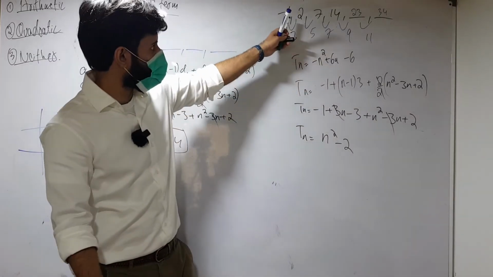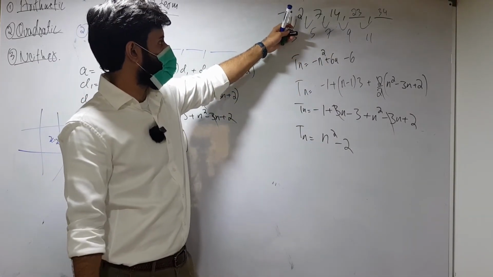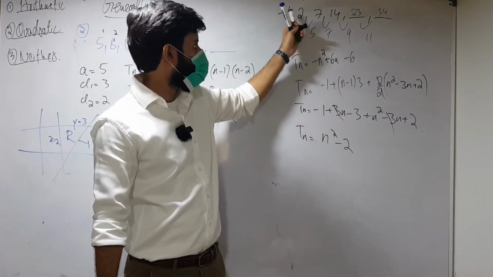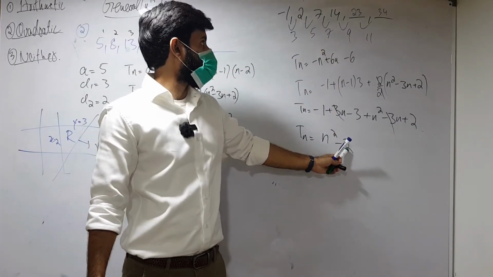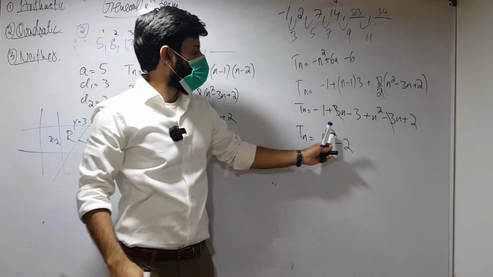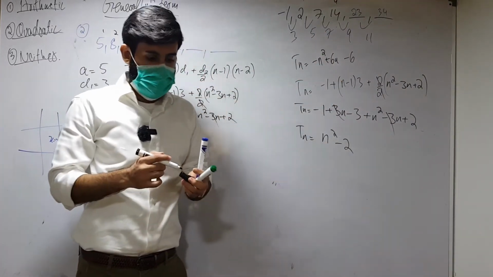ठीक है? In any case, let's just check our answer. If I plug in 1, I should get minus 1. So 1 square minus 2 is minus 1. If I plug in, let's say 4, my answer should be 14. 4 का square is 16. 16 minus 2 is in fact 14.